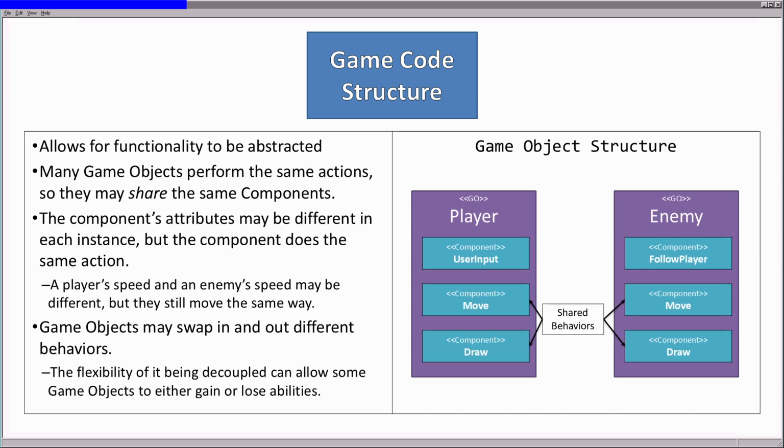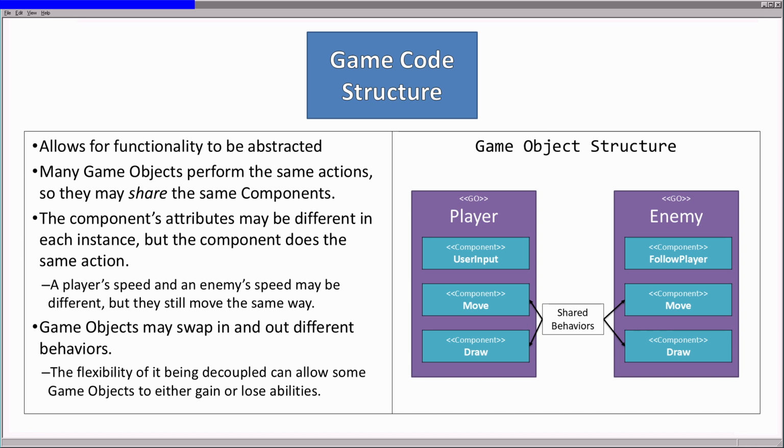By using this structure, it allows for functionality to be abstracted. Many game objects perform the same actions, so they may share the same components. We can see that both player and enemy move and draw. We can consider writing one class move and another class draw and simply add those to the player and the enemy game objects.